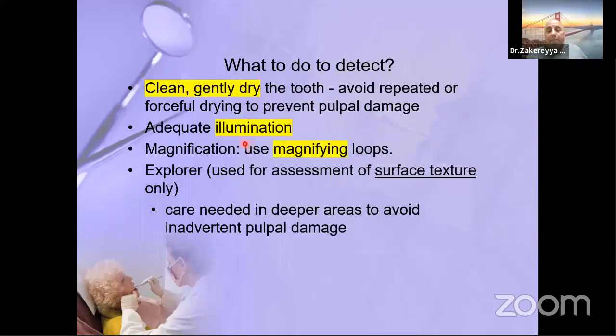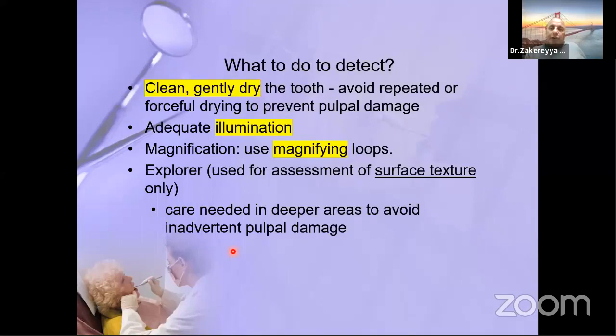Of course, you have to have magnifying loupes or glasses, and you have to have good light illumination and use the explorer used for assessment of surface texture only. You don't insert it inside the lesion itself. If the tooth surface is still intact, it's not a cavity, when you move a sharp explorer on the top of it, you may break it and make it cavitated when it was not. So we have to be wise using the explorer. Care needed in deeper areas to avoid inadvertent pulpal damage.